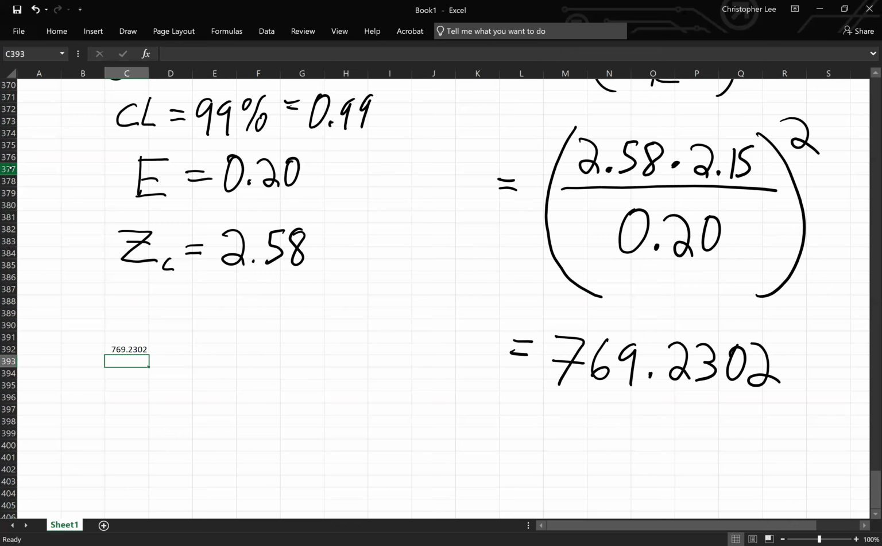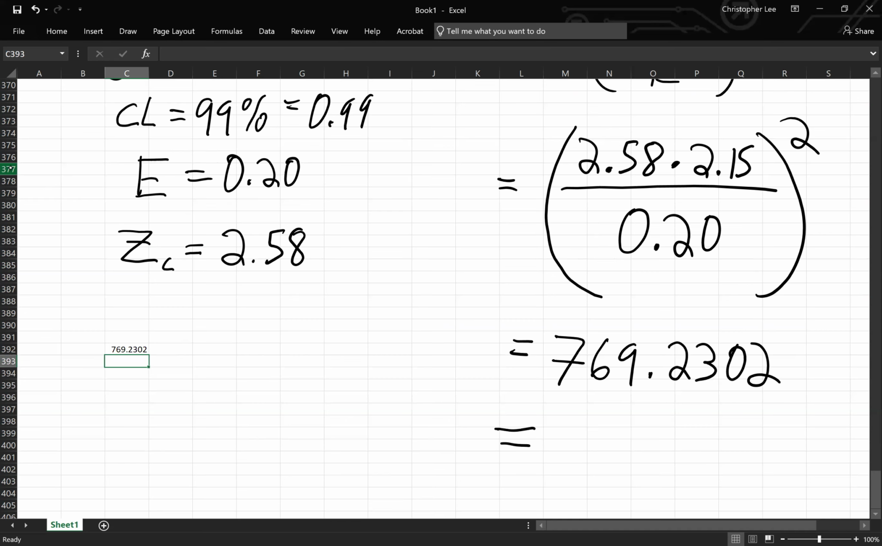So open parentheses, then you want to do 2.58 times 2.15 divided by 0.2, close parentheses, and then square the answer. The square, the x squared, right? Yes, x squared. I did the other square, the line with the 2 and the x. I didn't do the x squared.